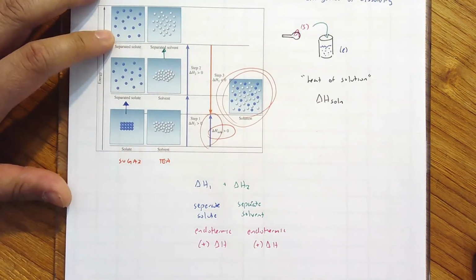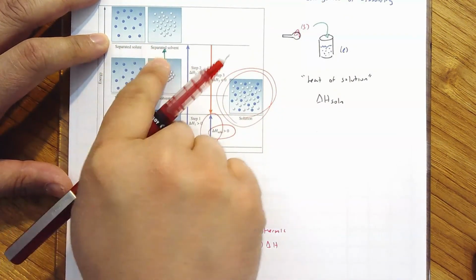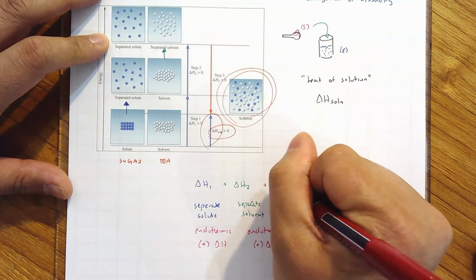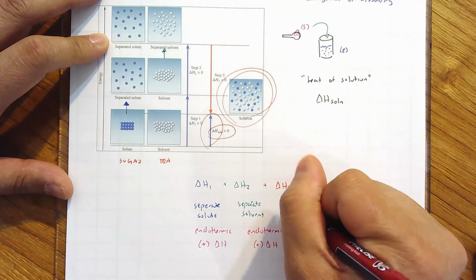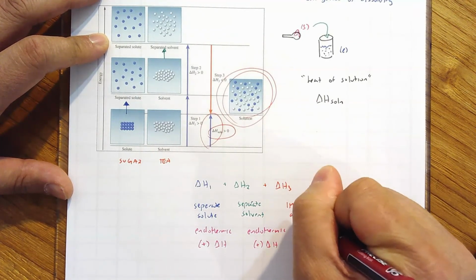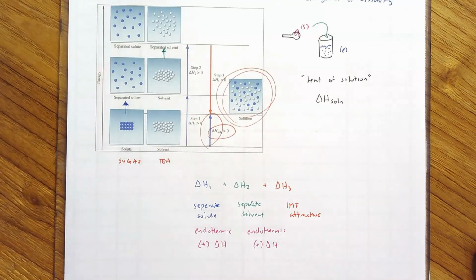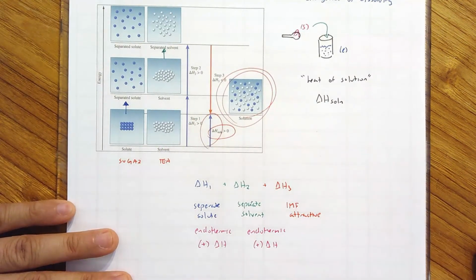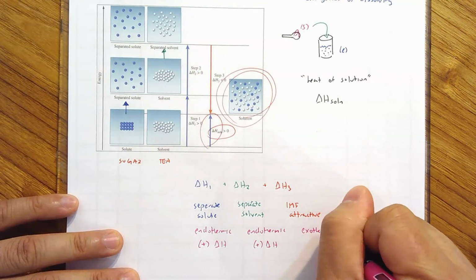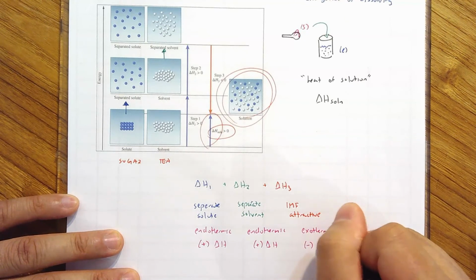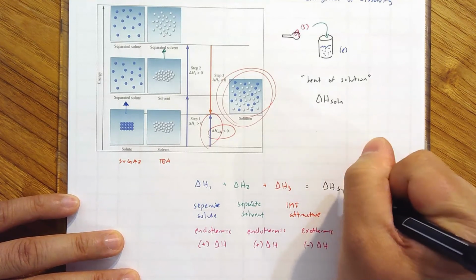Look at this red arrow. That is now the interplay between the two separated solutes and solvent. So that's plus delta H3. But what is that? That is now the IMFs interacting. These are the attractive forces between the solute and the solvent. And they're attractive. They release energy. So now we get exothermic, and it releases energy. Negative delta H. All of those equals, again, the heat of solution.